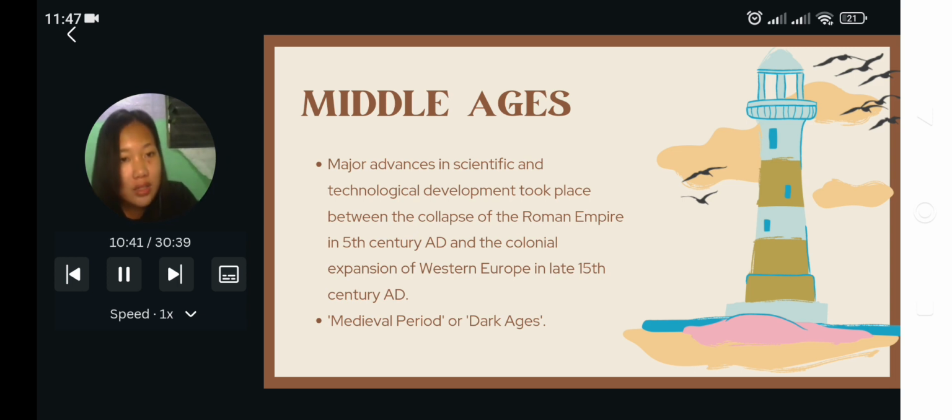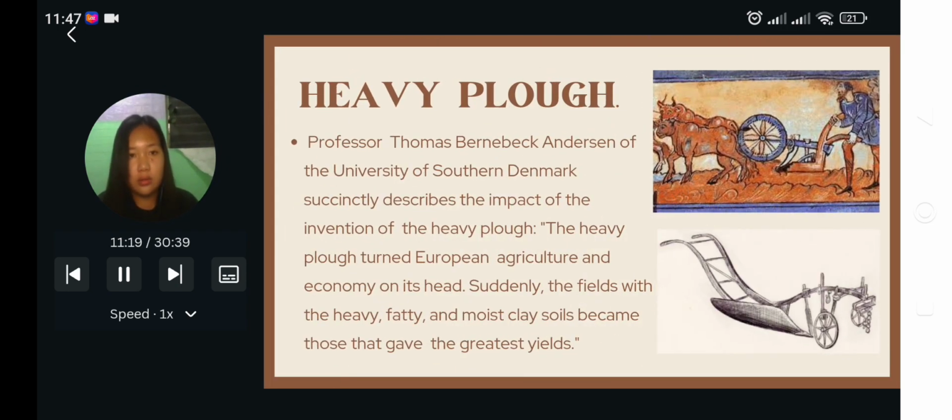So, major advances in scientific and technological development took place between the collapse of the Roman Empire in the 5th century AD and the colonial expansion of Western Europe in the late 15th century AD. And the Middle Ages, mas kilala siya sa tawag na medieval period or dark ages. And during the Middle Ages, dito na rin nangyari yung mga major advances in scientific and technological development. Okay? So, one of the inventions during the Middle Ages is the heavy plow.